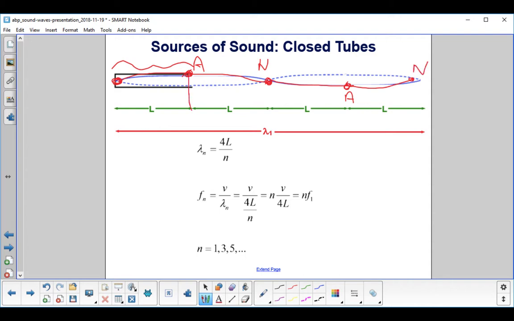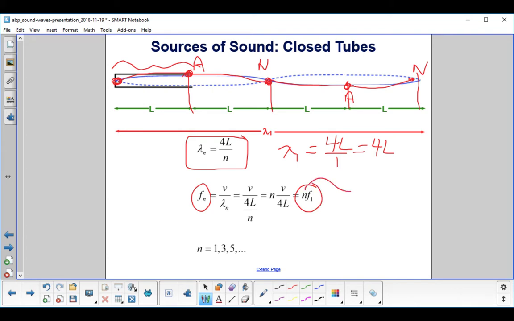And what are the distances between these points? Each one has a distance L. So the total length is 4L. So we find that the wavelength is equal to 4 times L, where n in this first one is n equal 1. So lambda 1 is going to be 4L over 1, or just 4L. We found that on the previous slide. Then we did the next few, and we found that the next frequencies were proportional to f1, but this n was only equal to 3, 5, and then if we kept going, we would find n is equal to 7, 9, etc.